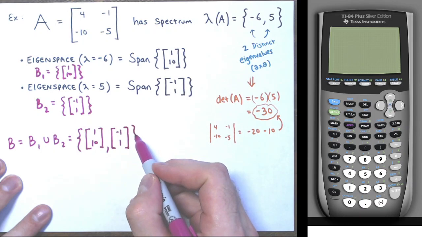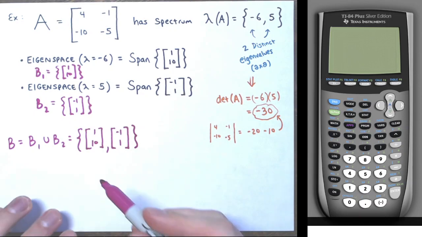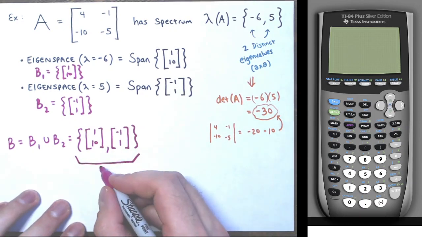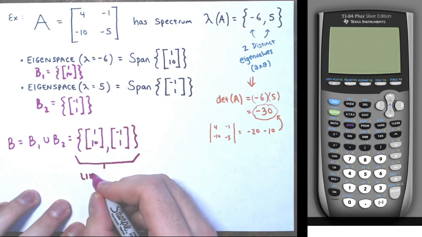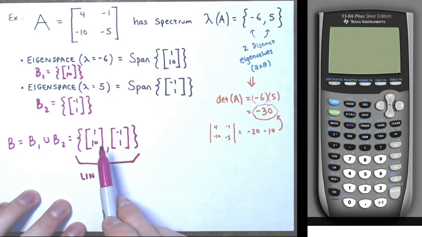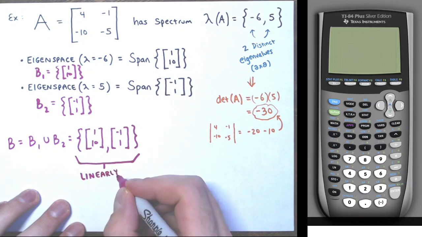And according to the third statement I made at the beginning of the video, the third theorem about eigenvalues and eigenvectors, this set of vectors should be linearly independent. And it is. This is another one where there are only 2 of them. If there are only 2 vectors in the set and they're not scalar multiples, which these aren't, the set is linearly independent. So it's very easy to check that that is true here.